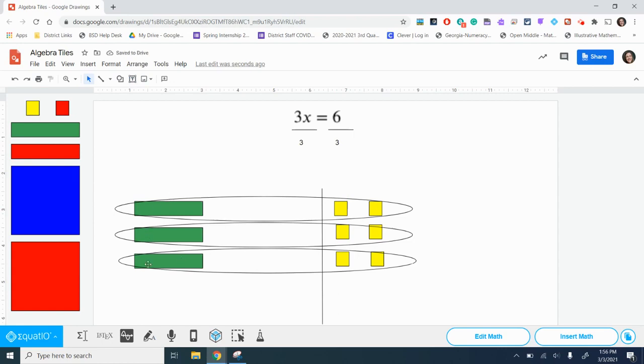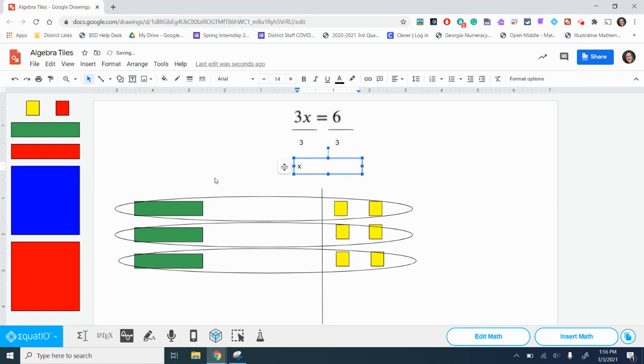So take a look over here. We had 3x split into 3 equal groups. We have 6 split into 3 equal groups. What do we have in each group? We're solving for x. Well, 3x divided by 3 is equal to 1x. And let's take a look at what we have in the group. Well, in one group, we have 1x, right? 6 divided by 3. Well, in one group, we have 2, and 6 divided by 3 is equal to 2.